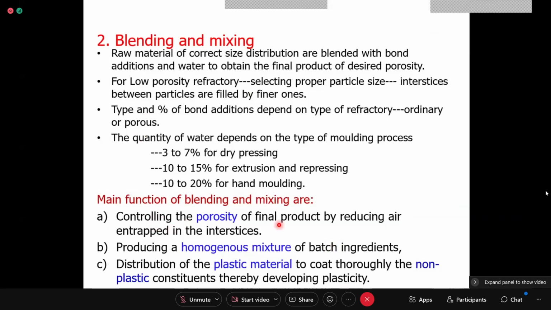Okay, we come back here. Blending and mixing. So you can control the porosity. You can go for producing a homogeneous mixture of batch ingredients, distribution of plastic material to coat thoroughly the non-plastic constituents, thereby developing plasticity.